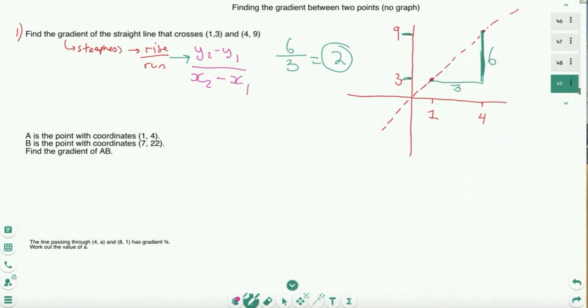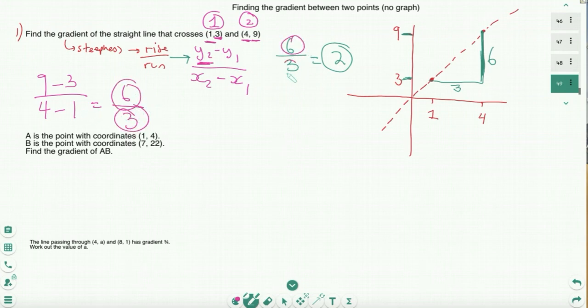So in order to use this formula, we're going to label both coordinates, coordinate 1 and coordinate 2. All right. And now we're going to take the second y coordinate, 9, minus the first y coordinate, 3, over the second x coordinate, 4, minus the first x coordinate, 1. 9 minus 3 is 6, over 4 minus 1 is 3. Yeah, and we have the same rise and run as our sketch. And 6 divided by 3 is 2. And that's your answer.